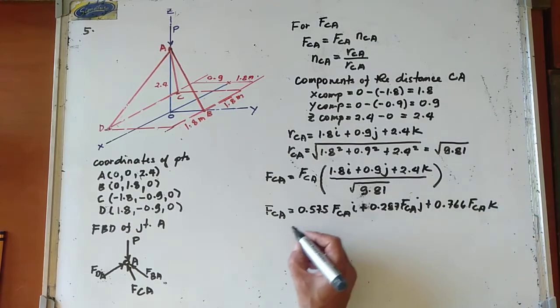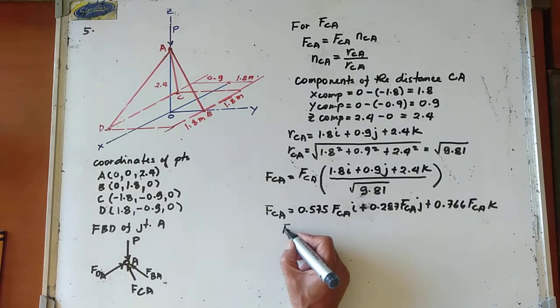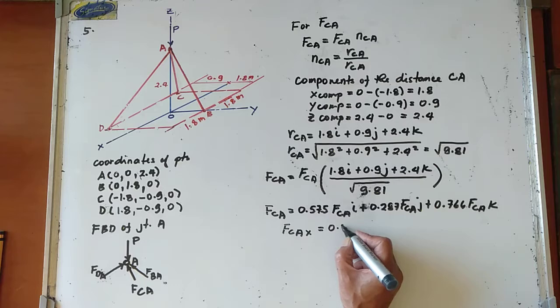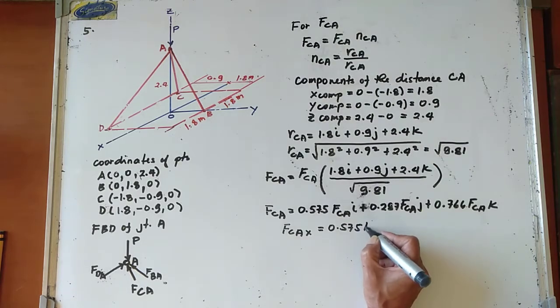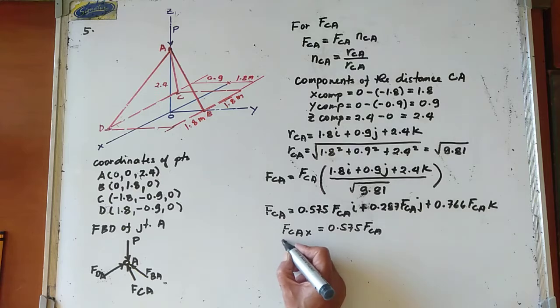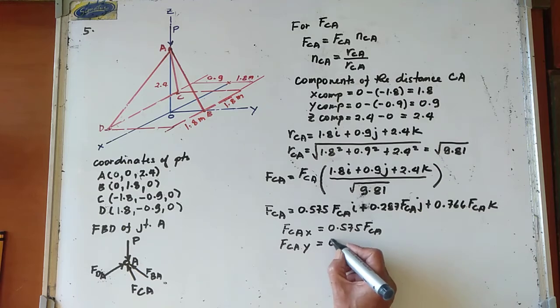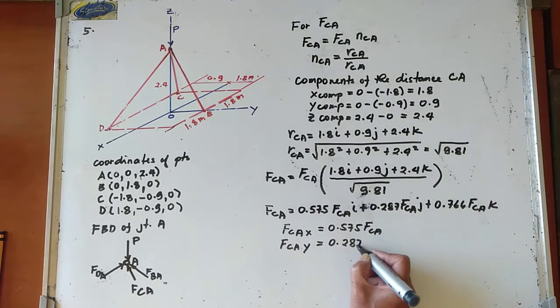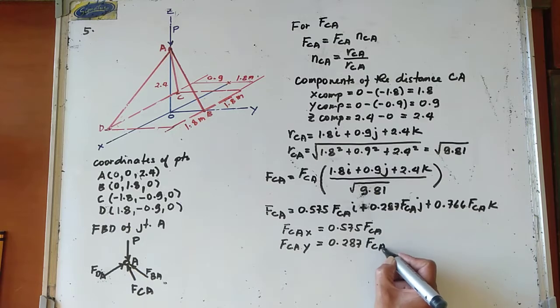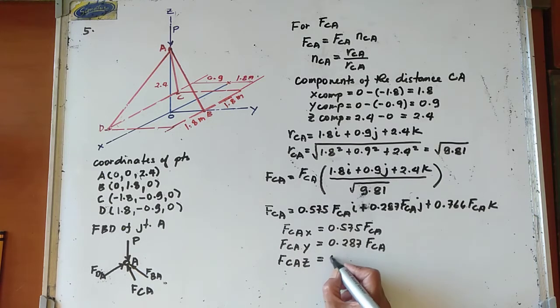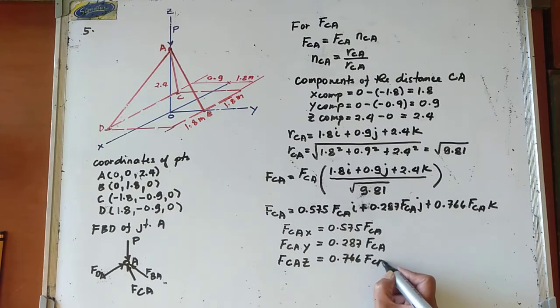FCA k. In scalar form, your FCAx is 0.575 FCA. FCAy is now equal to 0.287 FCA, and your FCAz is equal to 0.766 FCA.